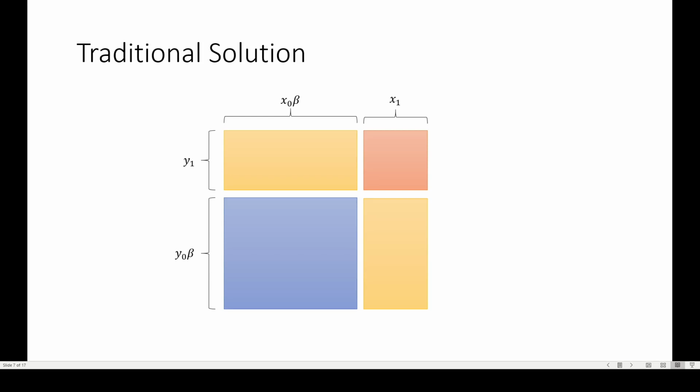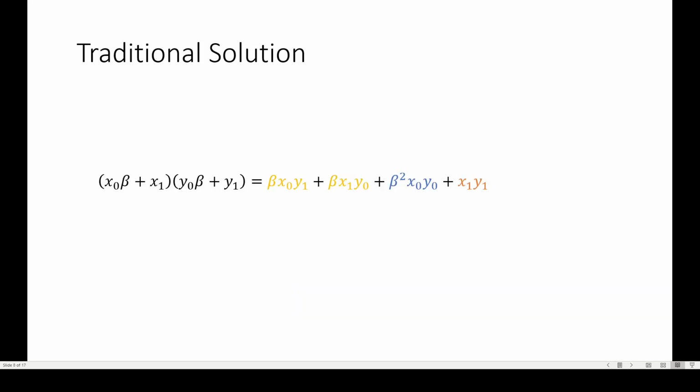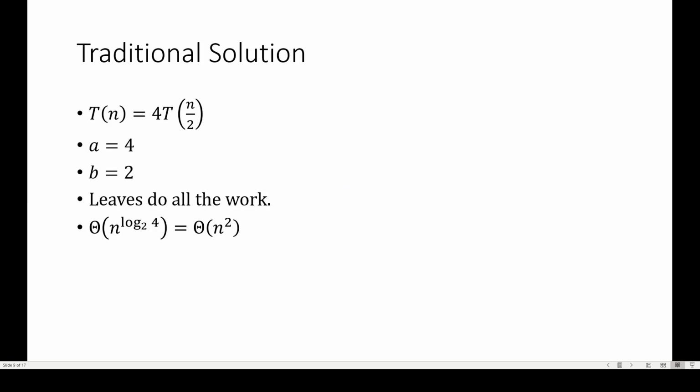But now we can treat this as four different boxes of half the length, which we then run the same algorithm on. Here is the full algebraic formulation of those boxes, and here is the algorithmic complexity determined with the master theorem. You can see it is n squared.